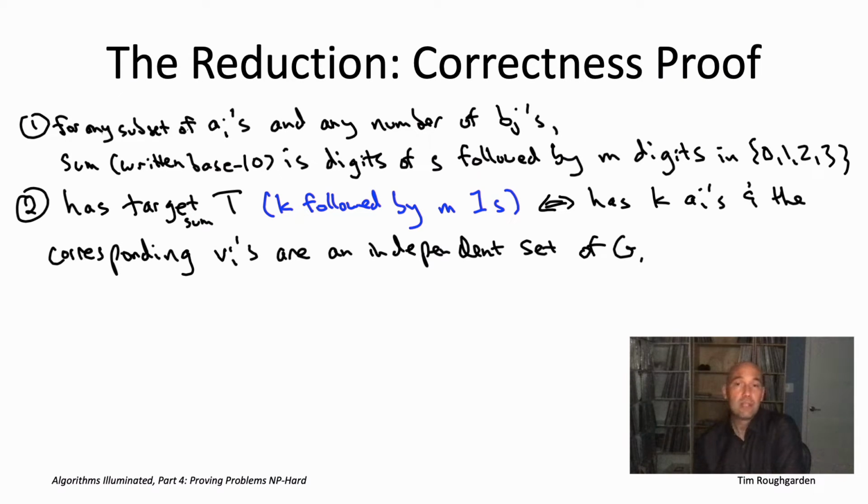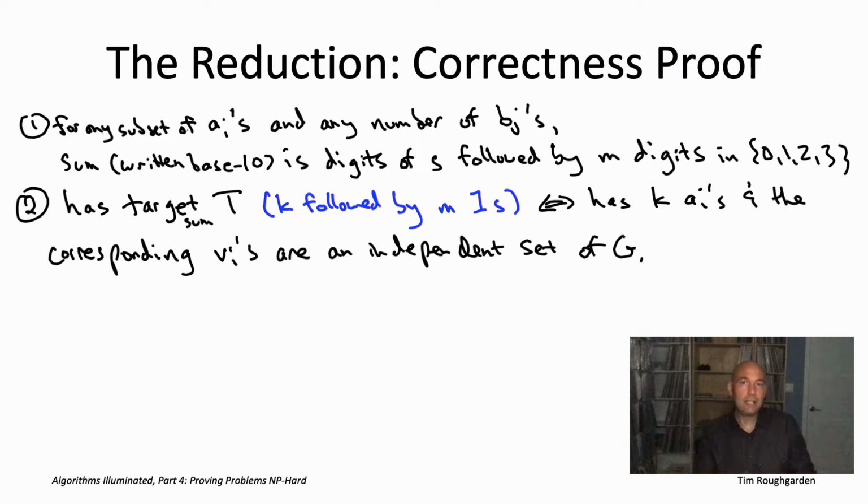So what this tells us is that there's only a very limited number of ways that a subset of these numbers could possibly have the target sum capital T. Remember what capital T is. The leading digits should be equal to k, where k is the size of the independent set that we're wondering about. And then all of the m trailing digits should be equal to 1.